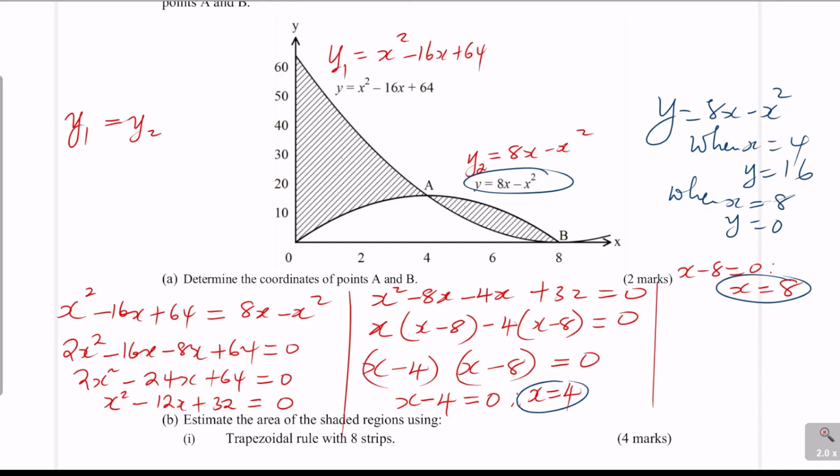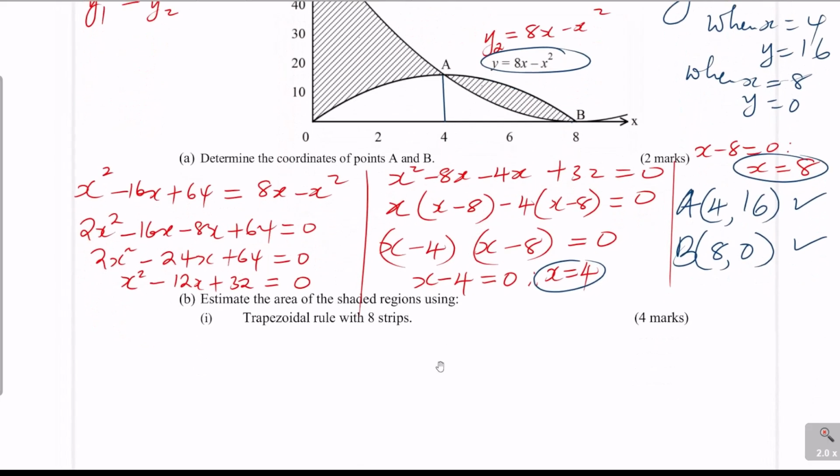So therefore, when you look at the diagram here, you notice the values of x. x = 4, the other one is x = 8. 8 is there, then 4 is here. This is where we have 4. So the points A and B, therefore, point A will be x coordinate 4, y is 16. Then for B, x is 8, and y is 0. So those are the two values of A and B. We go to the next part.